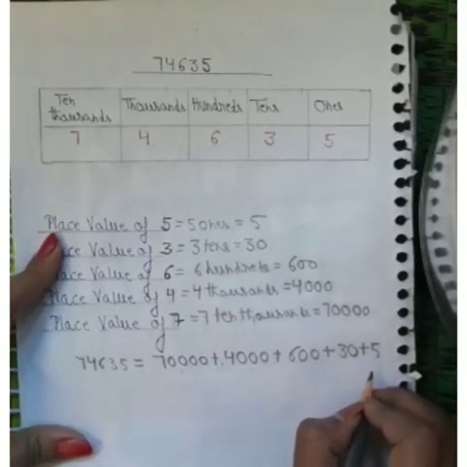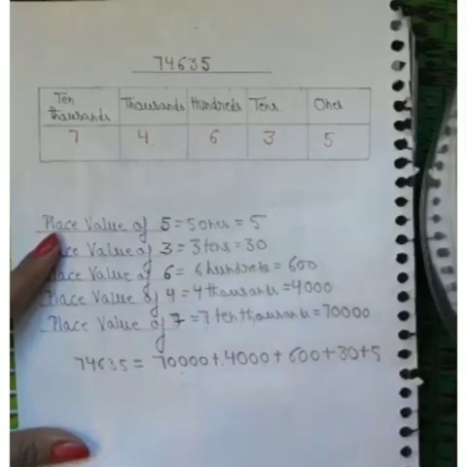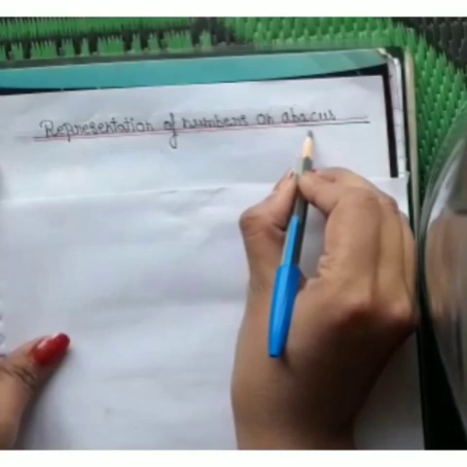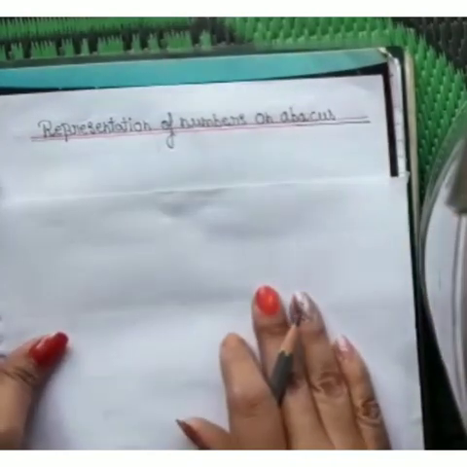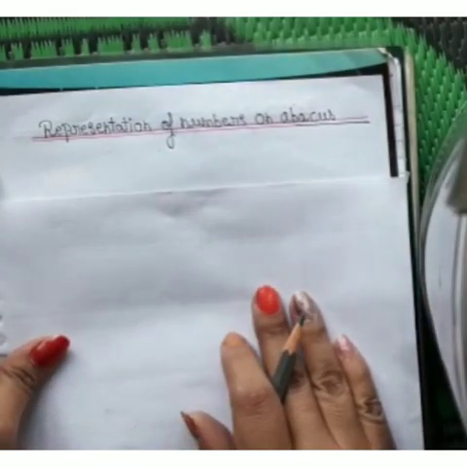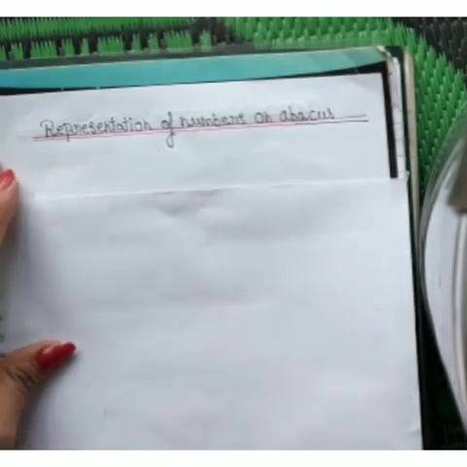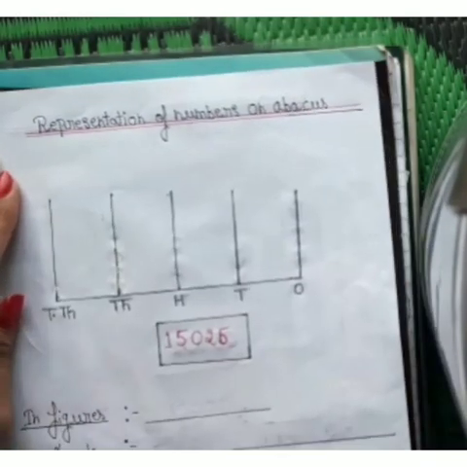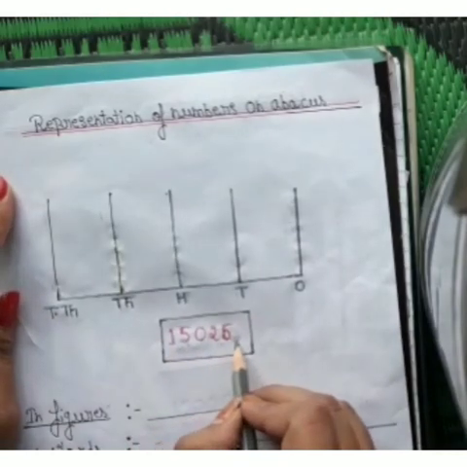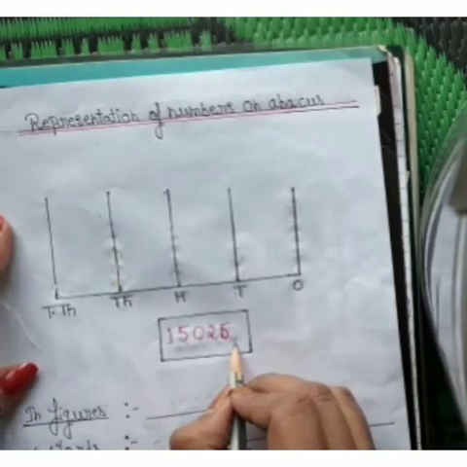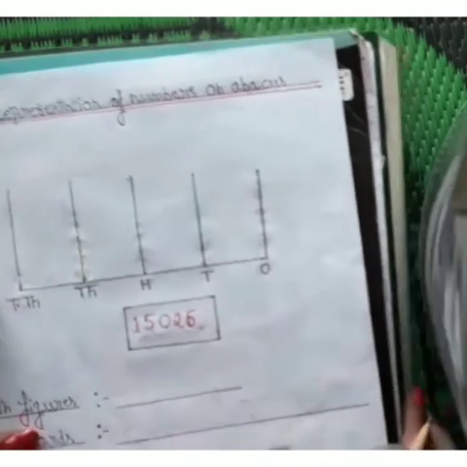In this way we can expand any number. Now representation of numbers on abacus. We have learnt the representation of 4-digit numbers on abacus. A 5-digit number 15026 or 15,026 can be represented on abacus as shown here.